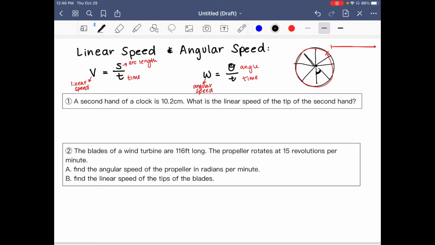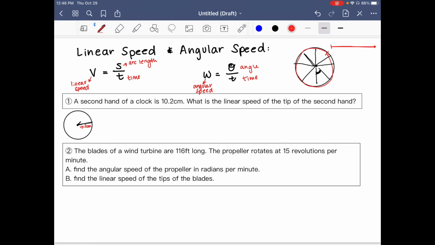It says the second hand of a clock is 10.2 centimeters. What is the linear speed of the tip of the second hand? So I'm just going to draw this out. We've got a clock here, and we have the hour hand, which is the short one, and then we've got the second hand, which is the long one. And it's telling us that the second hand is 10.2 centimeters.